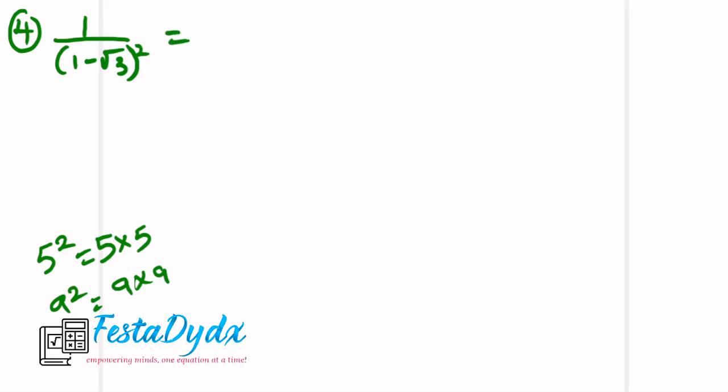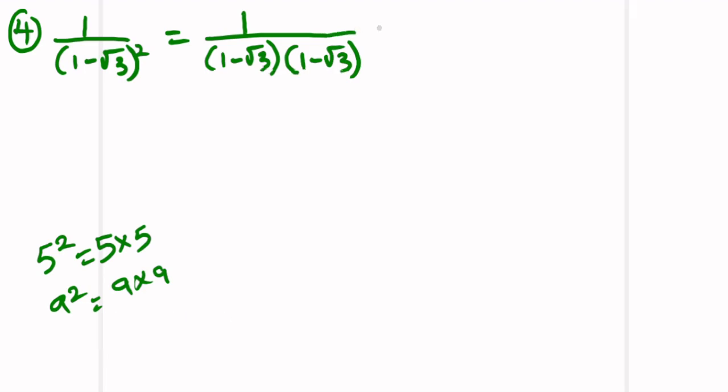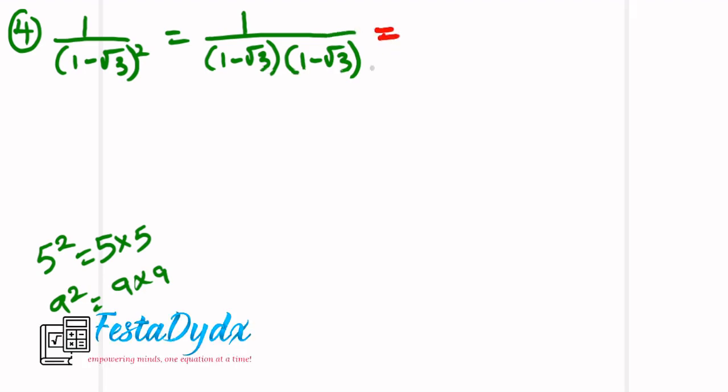So this is equal to 1 all over multiply 1 minus root 3 by itself, 1 minus root 3 times 1 minus root 3. So now let's expand the bracket in the denominator. So 1 all over 1 times 1 is what? 1 square, which is also 1. And here we'll have 1 times minus root 3. It's going to give us minus root 3 because any number times 1 is any number.